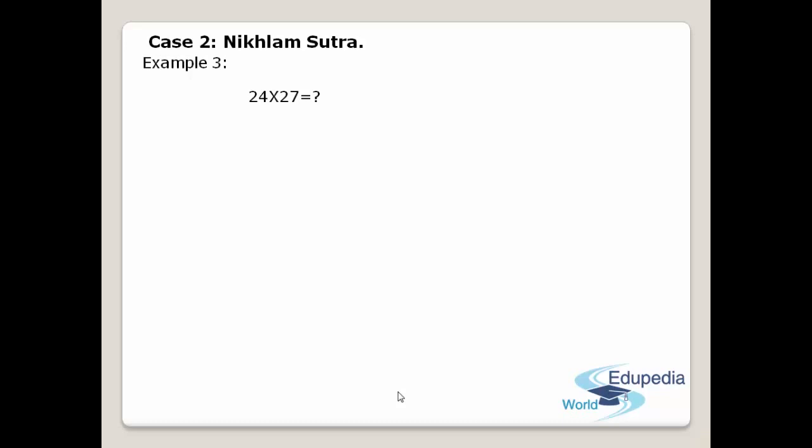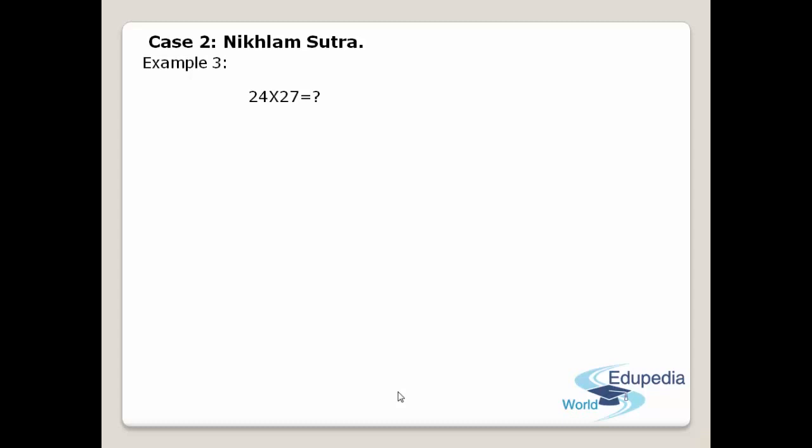Whenever you are multiplying any two numbers, at first you have to find the base. You have to keep in your mind the case that you are applying here. If I ask you to apply case number 1 Nikhilam Sutra, the base will become 30. Why? Because 24 and 27 are nearer to the number 30. But the base 30 is greater than these two numbers, and 24 and 27 are less than the base number, 30. So this won't come under case number 2. So you have to keep in mind the cases that you are applying.